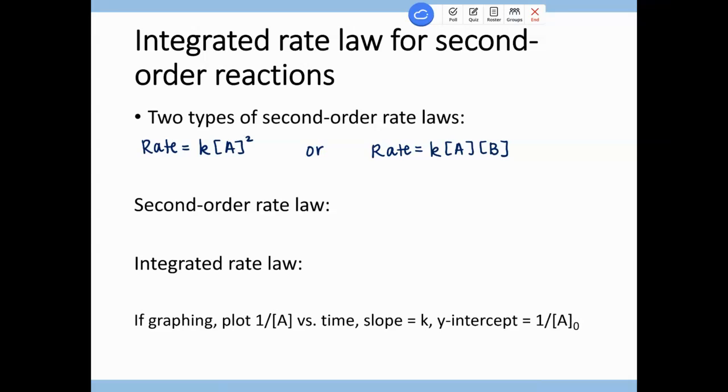So both of those rate laws indicate that whatever reaction they're talking about are second order reactions, but for the integrated rate law, we're only going to focus on that first one where we have second order reaction with respect to one reagent. This is what your book focuses on. The other one is more complicated, and we're just not going to get to that this term.